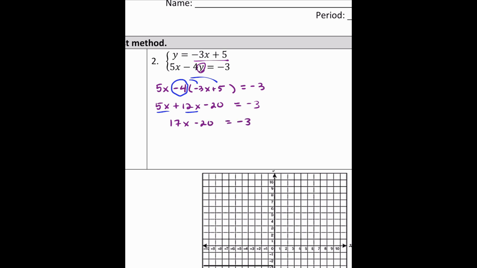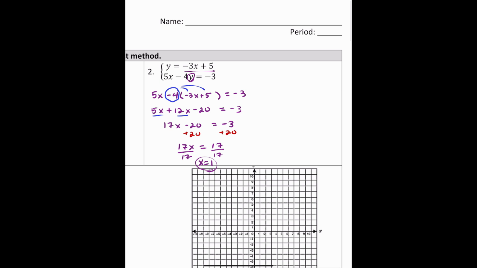And then I'll just solve this problem like an algebra problem, right? So I'll add both sides by 20. And then I have 17x equals negative 3 plus 20 is 17. And if I divide both sides by 17, then I have x is equal to 1. So we found what x is equal to.